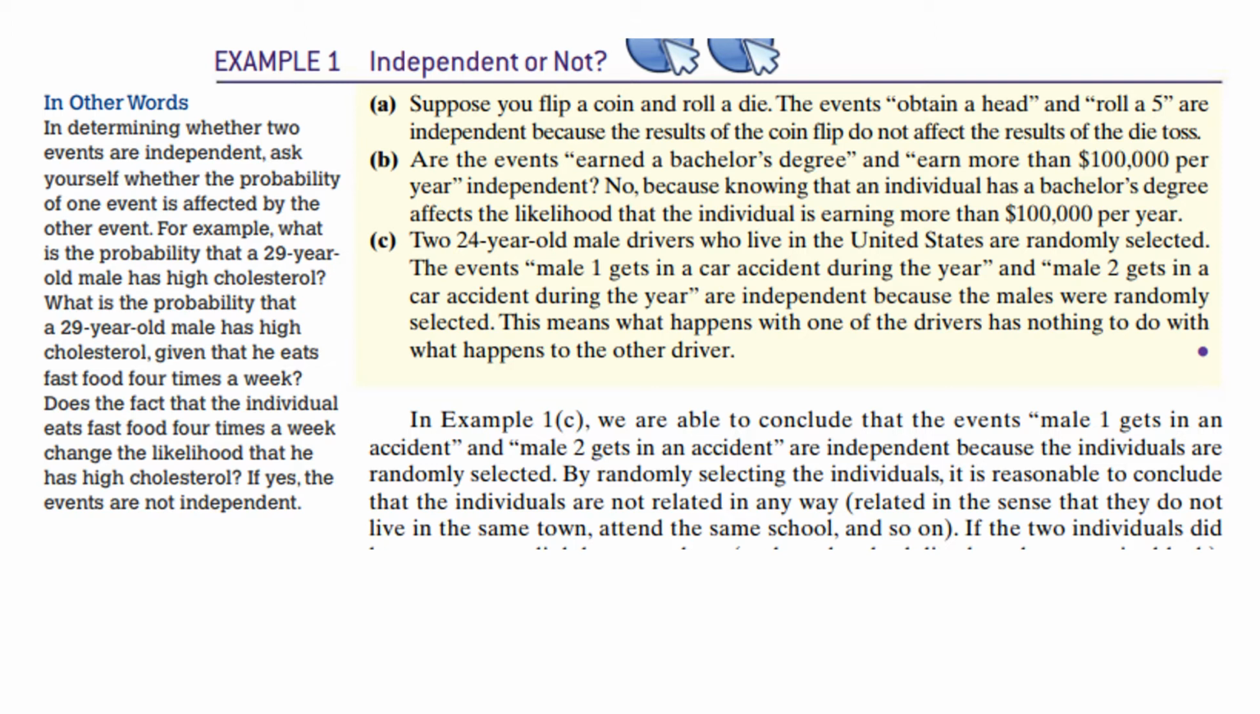So, stating in other words, in determining whether two events are independent, ask yourself whether the probability of one event is affected by the other event. For example, what is the probability that a 29-year-old male has high cholesterol? And what is the probability that a 29-year-old male has high cholesterol given that he eats fast food 4 times a week? Does the fact that the individual eats fast food 4 times a week change the likelihood he has high cholesterol? If yes, the events are not independent, and not independent means dependent.